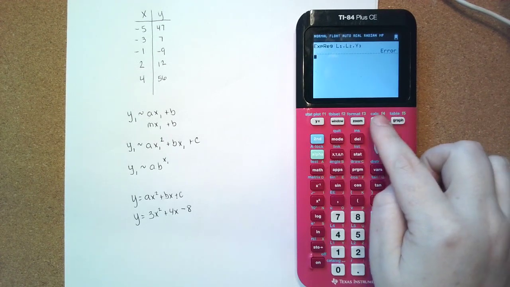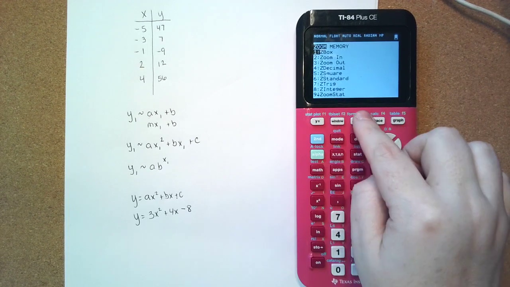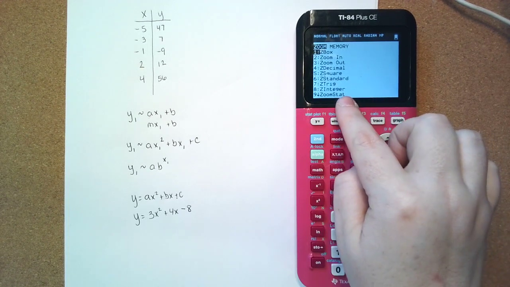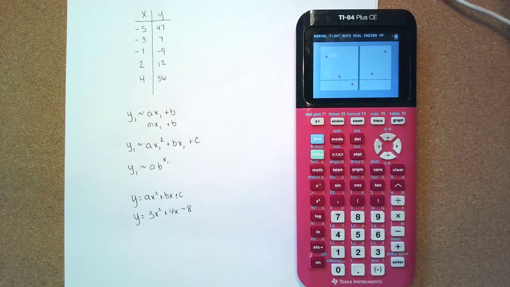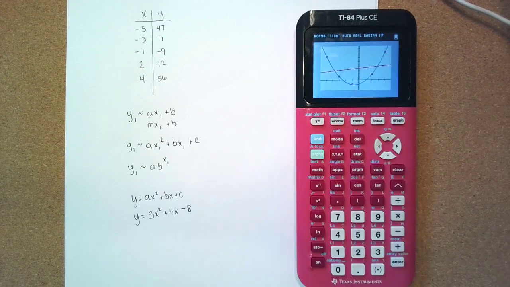So if I go to my zoom stat, which I was already in, so I could have just pressed graph, but zoom stat again. Here are my data points. We can see that the quadratic is going through it perfectly. And here comes the linear equation. So we can see that that linear equation does not go through those red dots perfectly, which means that the linear equation would not be the correct regression. It would not be the equation of best fit.